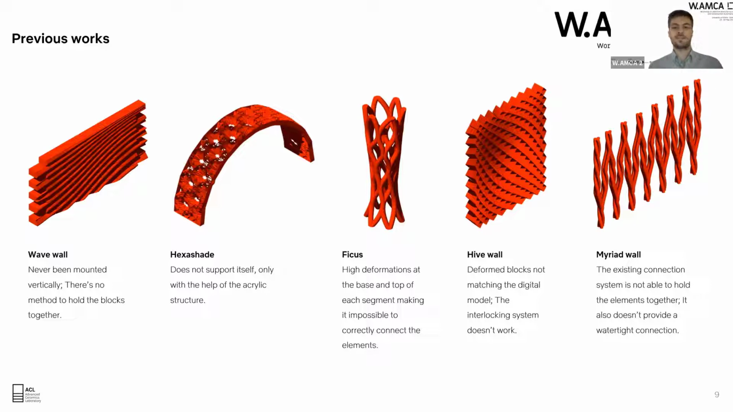The Ficus has too much deformation on the base and on the top end. In the wall, the interlocking system doesn't work, and in the myriad, the piece that should connect the different components didn't work and cannot hold the two components together, so they don't work.